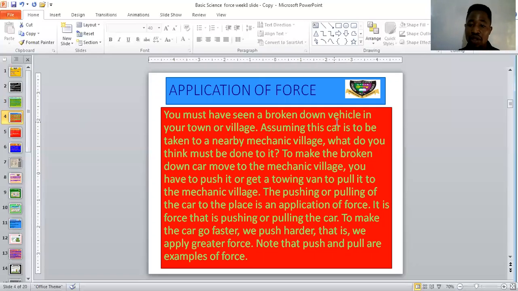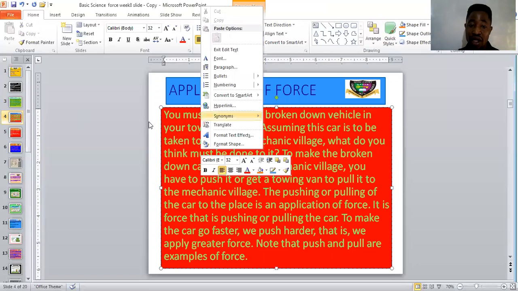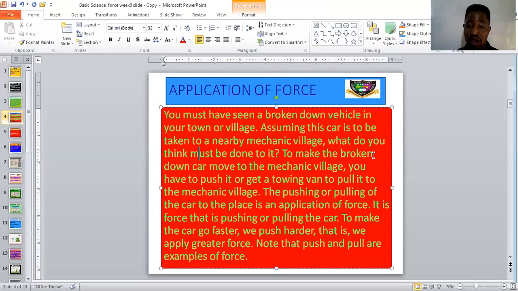You must have seen a broken down vehicle in your town or village. Assuming this car is to be taken to a nearby mechanic village, what do you think must be done to it? To take the broken down car to the mechanic village, you have to push it or get a towing van or towing vehicle. A towing van is one of these big trucks that have the ability to pull a broken down vehicle to where it will be repaired.